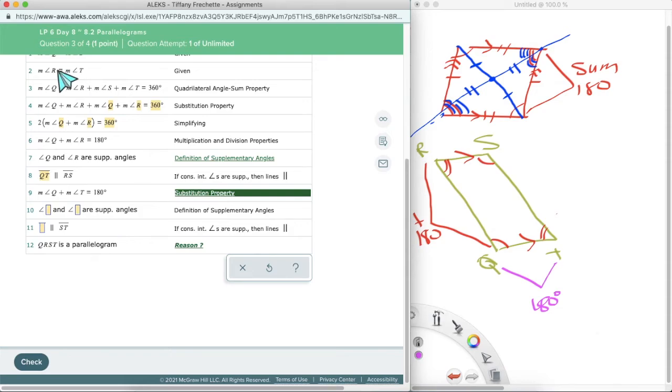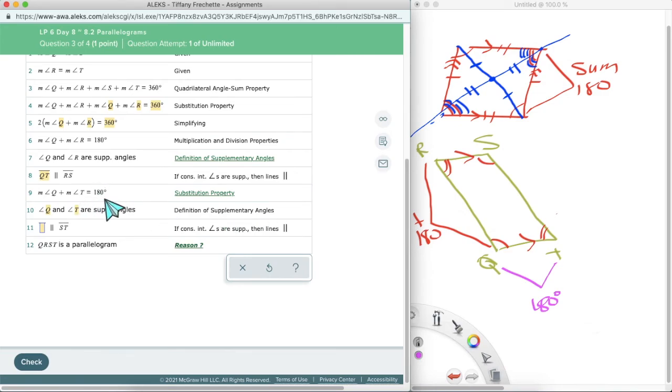So we're going all the way from step 6, we have Q plus R equals 180. And then we're skipping down here, and instead of Q plus R, we're writing Q plus T, because T and R are the same. They equal each other. So we're substituting, again, T for R, so we're going back to T on that one. So now we can say that angle Q and angle T are supplements of each other, which is just the definition of supplementary angles once we prove they add up to 180 degrees.